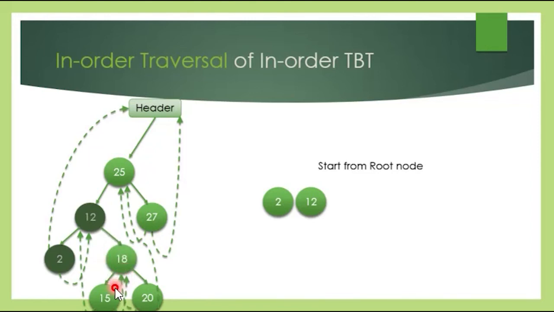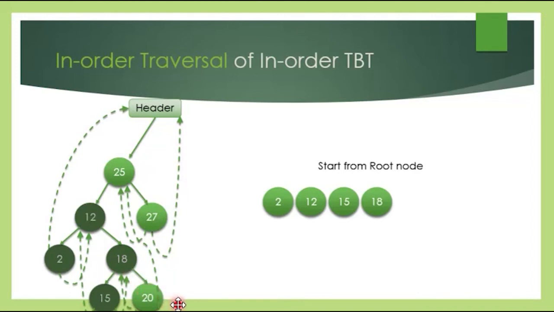Let's check for its left pointer. It holds the address of its left child. So step down to the left child. For this left child, let's check its left pointer. It's a thread. So that's why it's time to display 15. So I display 15 over here. Let's check its right pointer. It is nothing but a thread to the parent node. Let's move back to the parent node 18 using the thread and display 18.